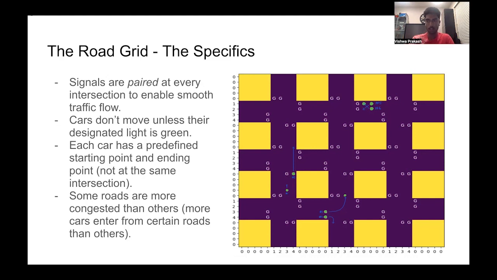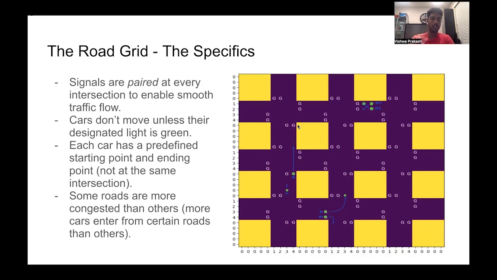I'll be going over some specifics about the road grid and how a car moves along the road. So first, signals at every intersection are paired so that there's smooth traffic flow. So for example, these 2 lanes would always be green while the others are red. These 2 lanes would always be green while the others are red, and then it would move on to these 2 and these 2. Cars don't move across an intersection unless their designated light is green.